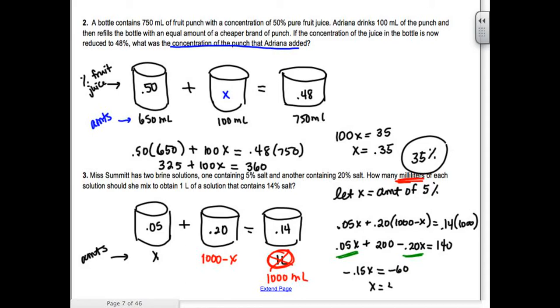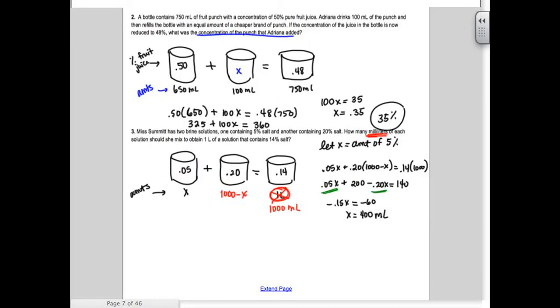So you get 400. Oh, I just guessed earlier. I didn't know it really was 400. All right, so that's 400 milliliters. Now, when you have a question like this where it asks for each one, though, make sure you don't just circle 400 milliliters and think that you're done.